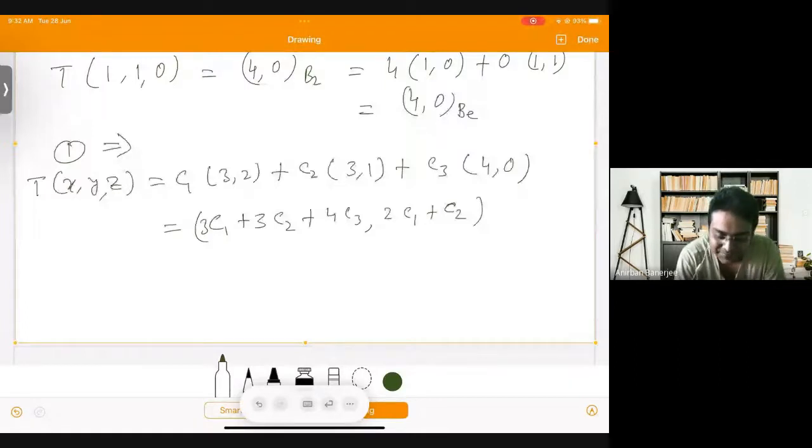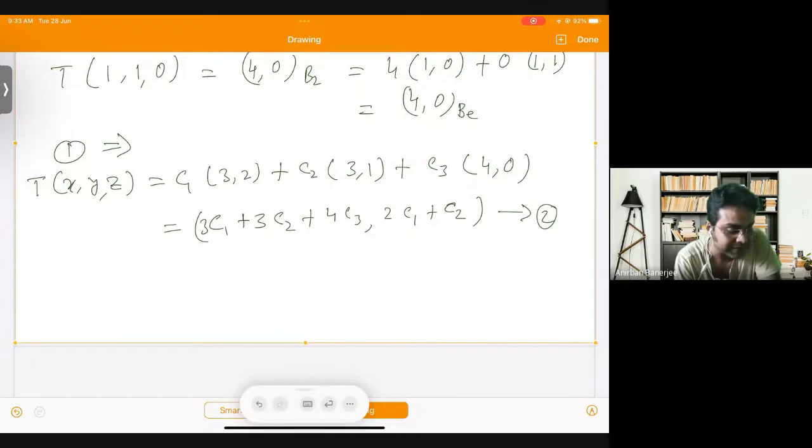Okay. So we don't know the value of C1, C2 and C3, right? So we have to figure out the value of C1, C2, C3 in terms of X, Y, Z. If we find them in terms of X, Y, Z, then we get the formula for this linear transformation. Let's call it equation 2; when we know the values, we'll put them there. That's not difficult. Why?